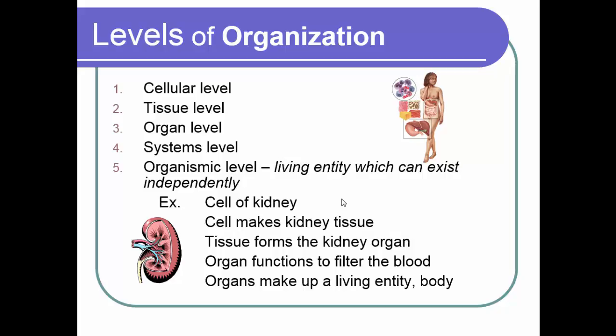Then the systems come together and form the body at an organismic level. So the systems like the cardiovascular system, the reproductive system, the respiratory system, the genitourinary system, all of those come together to form the body as a whole, which is a living entity which can exist independently. So the thing that you need to remember is that we start at a cellular level and move towards a greater living entity. So cells form tissues, tissues form organs, organs form systems, and systems make up the human body.